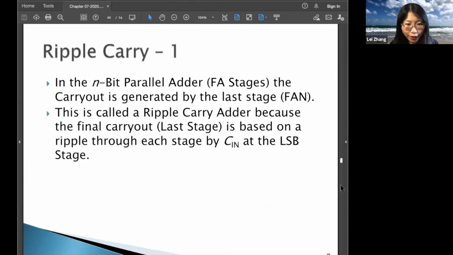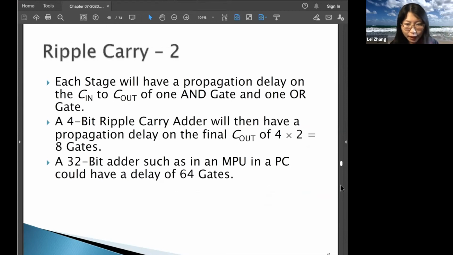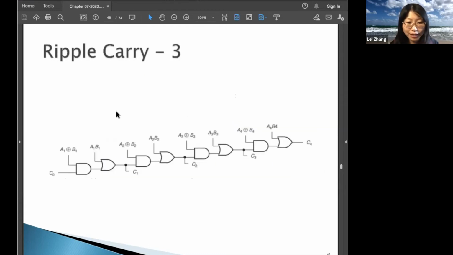Back to our ripple carry. We know that the 32-bit adder, like the one that we use in our general PC, will incur 64 gates of propagation delay. So that's pretty long, right? That's a pretty long propagation delay. So that looks like this.